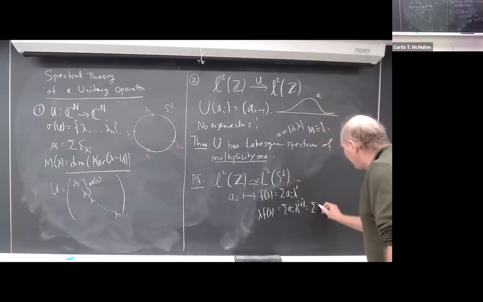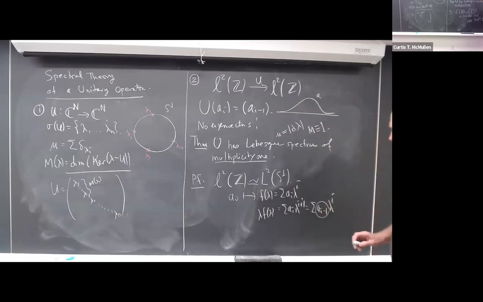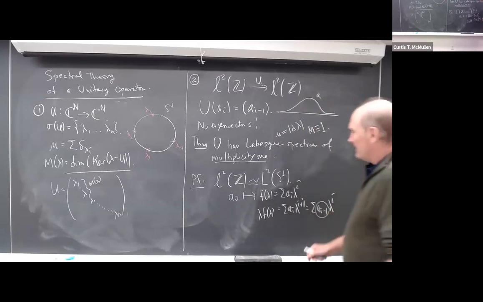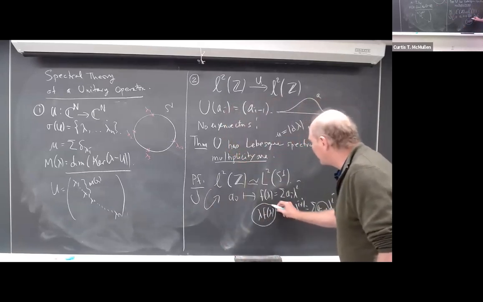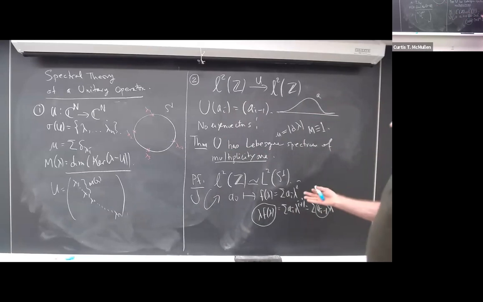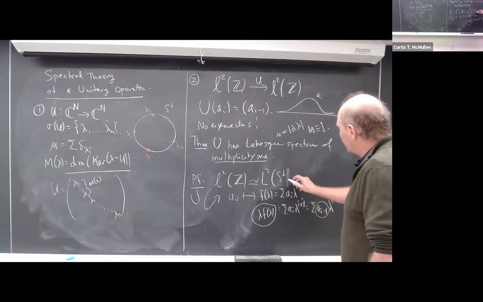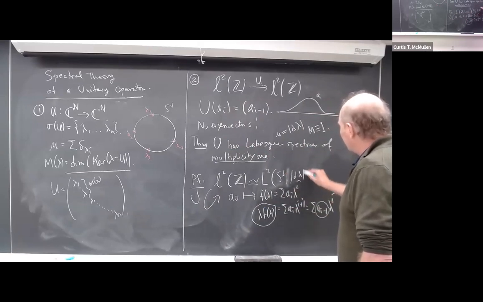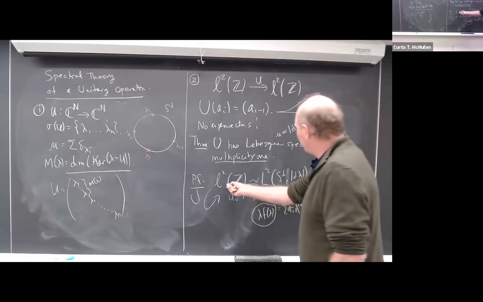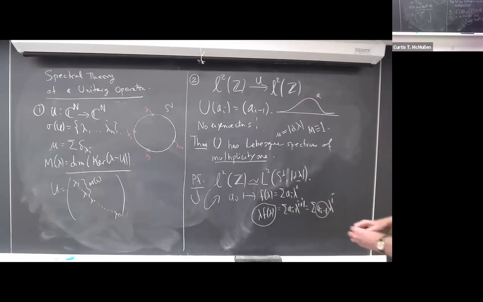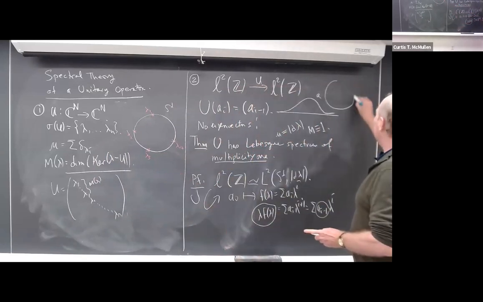Which is the same as the sum of a_{i-1} lambda to the i. So all you've done is shift the coefficients over by 1. In other words, the action of u here goes over to the action of multiplication by lambda here, which is exactly what we want for the spectral theorem. So this L2 of S1 with respect to d lambda is the spectral model for this unitary operator.